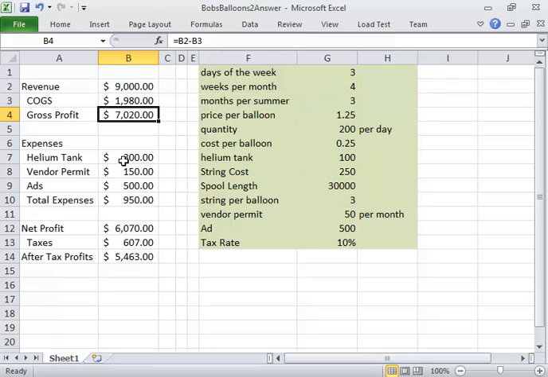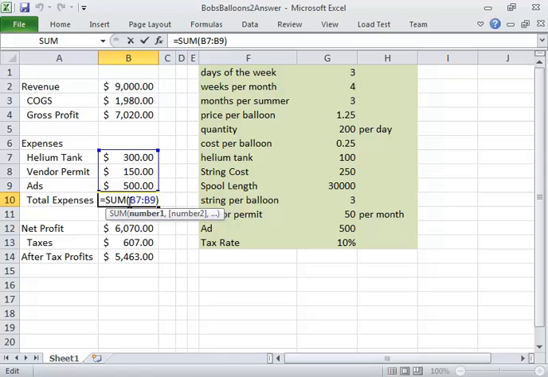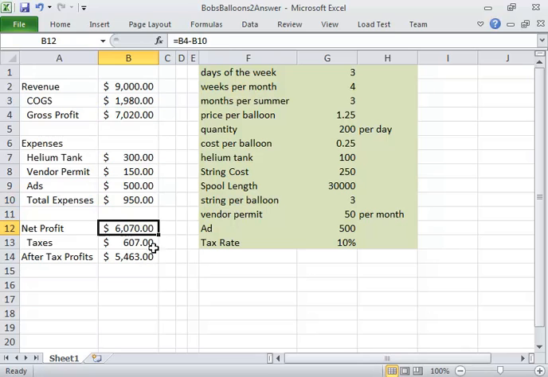Now the helium tank is $100 a month, and it's down here because it's one of my fixed expenses. My vendor permit is $50 per month, and it's also down here because it's one of my fixed expenses. And the ad cost is $500 for the entire summer, which is also a fixed expense, for a total of $950 for my fixed expenses. The difference between my gross profit and my total expenses is $6,070. And the taxes at the tax rate stated in the case, 10%, come to $607, which leaves him with an after-tax profit of $5,463.